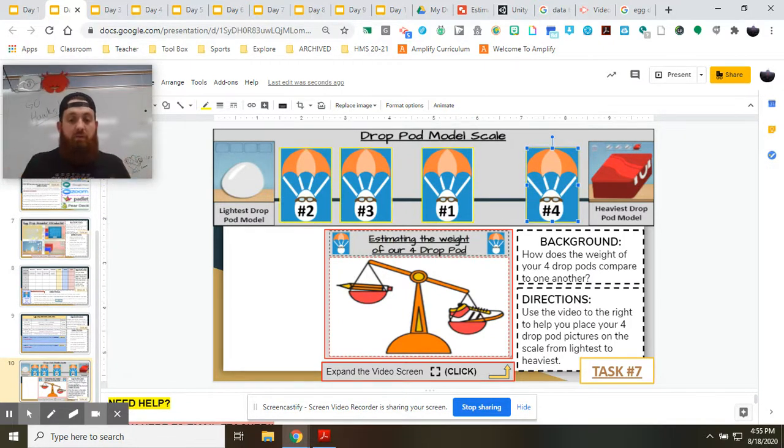So to recap, by the time you're done, you should be able to tell yourself and reason together, hey, I think the lightest one is on the far left nearest that egg picture, and my heaviest one is on the far right nearest that box. That's the activity, or at least the 3 parts.